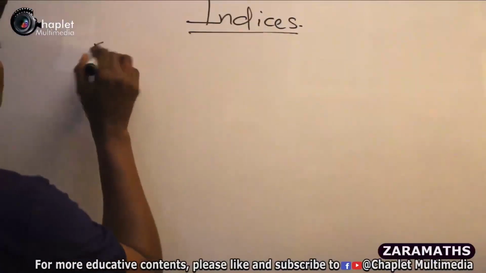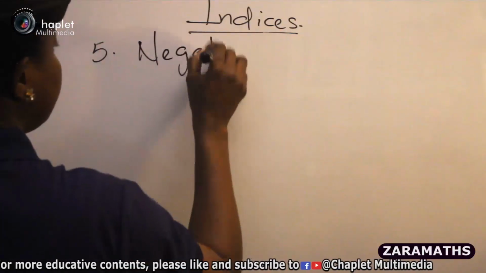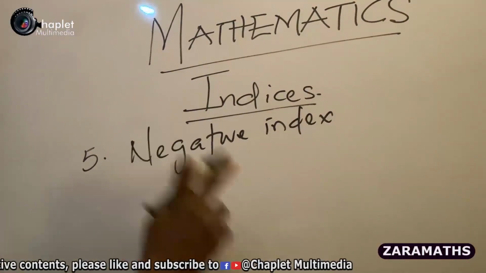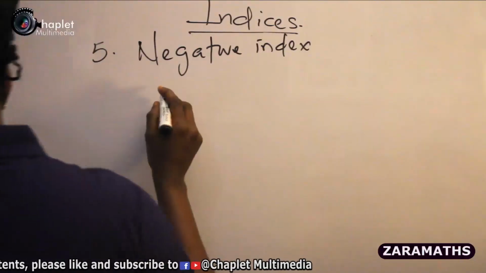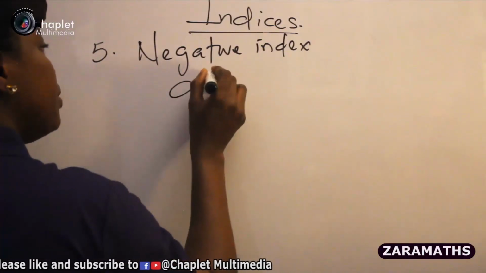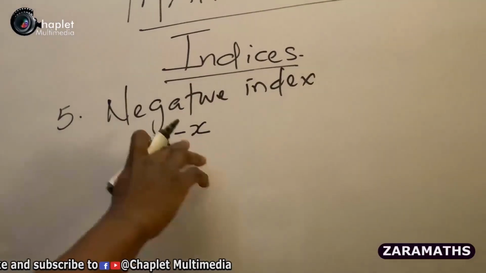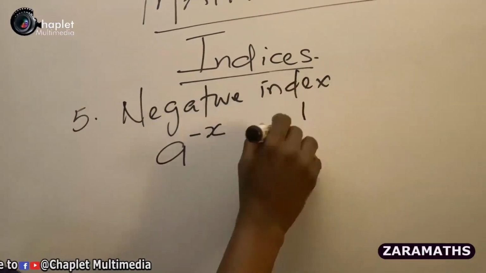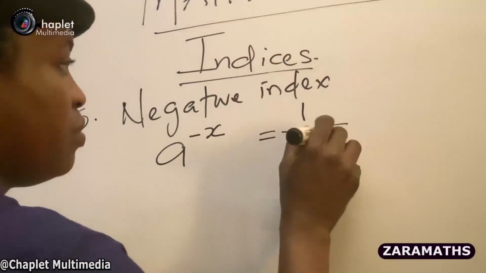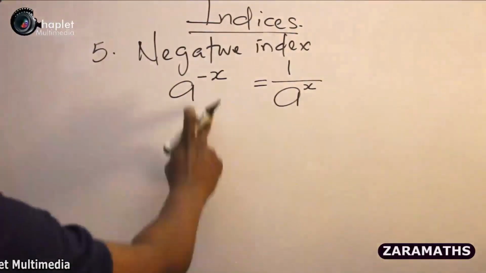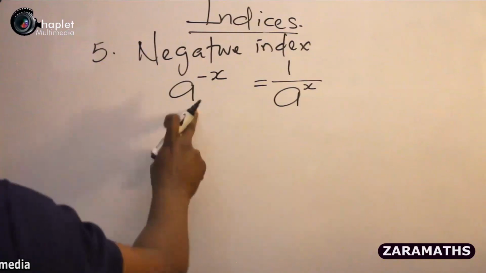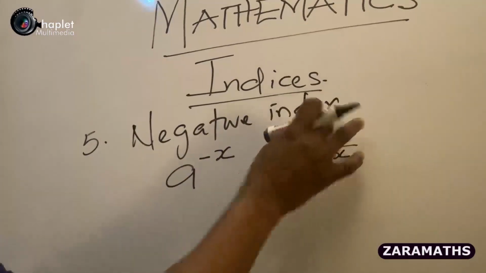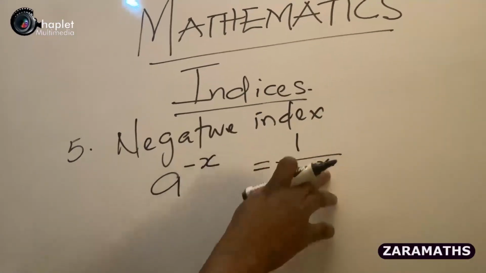The fifth law is the negative index. From this, it's stating what if the power is negative? A situation whereby you have a raised to the power of minus x. This is a negative index. This is telling us that it is 1 over a raised to the power x. This is what the law is driving at: once we have a negative index, that is minus x, it is saying that 1 all over a raised to the power of x.